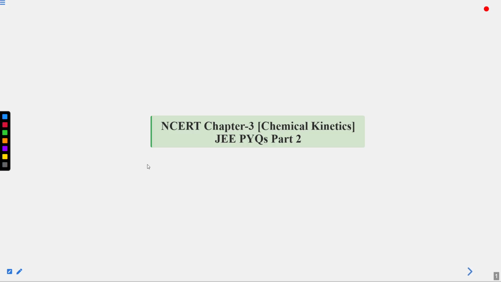Let's start today's topic. As you all know, we are going to cover the JEE PYQs that have been there in the previous JEE examinations. So, let's begin our topic, that is NCERT chapter 3 Chemical Kinetics JEE PYQs part 2. Let's start.